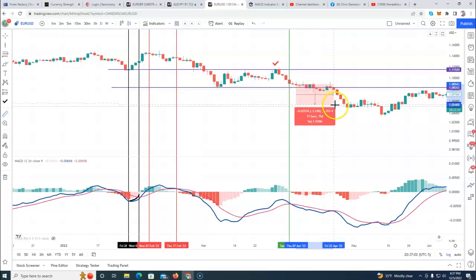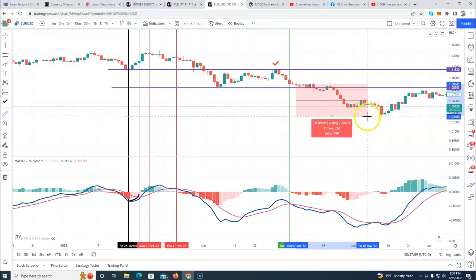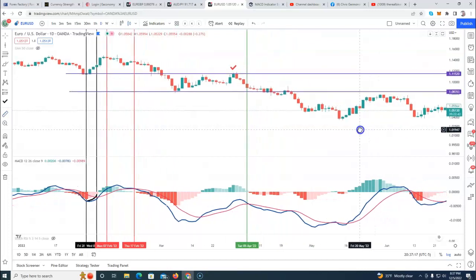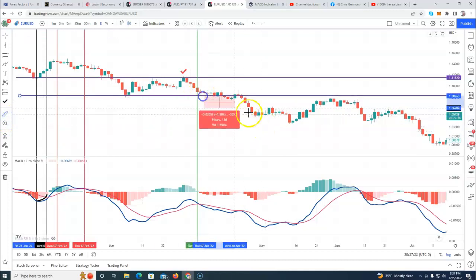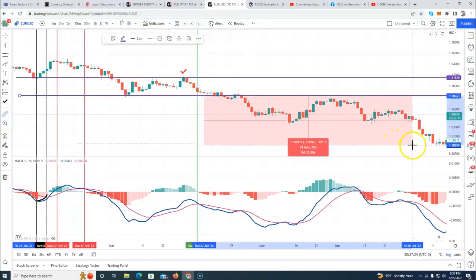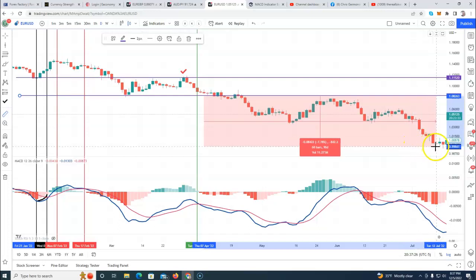Let's see the drop. Here, you're at 445, so that's one and a half. Here, you're at 536 pips in profit, so that's almost a 2-to-1 risk to reward. Let's see if price continues to drop. So you are trailing your trade, and now you're well at 842 pips in profit.